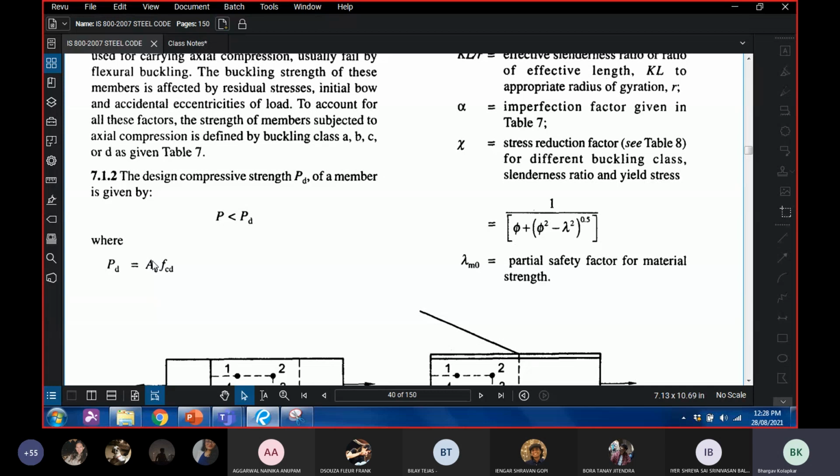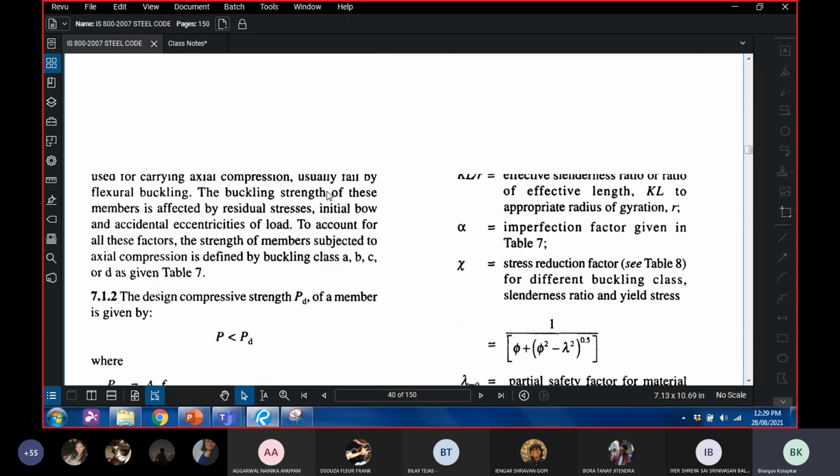Okay, so I just want you to invest some time in understanding what we learned today. Go through the presentation. If required, refer to some books. I've already given you the set of books that you can refer to. Look at the code. By the way, this is IS 800-2007, which is a steel code.